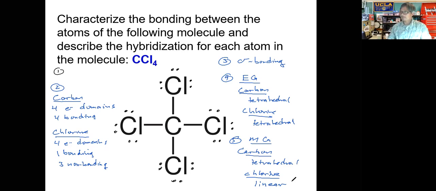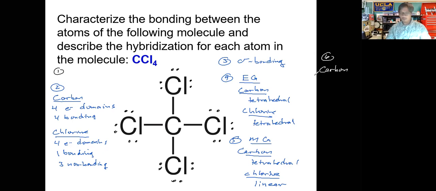So the last thing I want to do is describe the hybridization around each one of the atoms. I'm sorry, let me go ahead and do this side here really quickly. I'm running out of room, but I gave myself a little bit more room here. So with the hybridization, let me just change color here. Hybridization for carbon first.